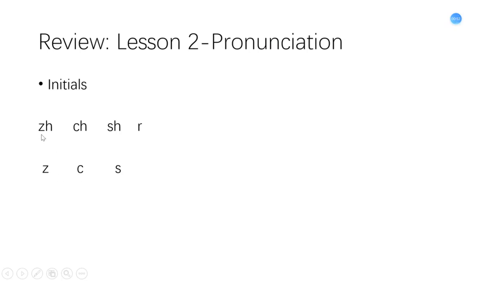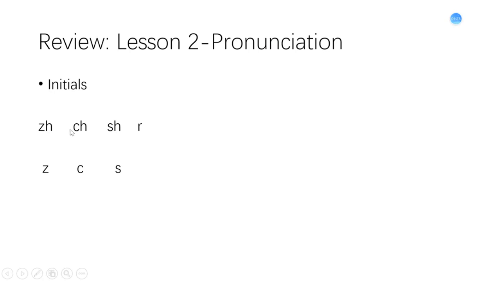In each group there is a minimal pair, like 知 and 吃, 资 and 雌. The difference between 知 and 吃, 资 and 雌, is that the second one, 吃 and 雌, they are aspirated. As I said in the last class, you can feel your breath, or we say air, coming out through your mouth, so they are aspirated initials. 知 and 资 are not aspirated. There is no strong breath or air coming out through our mouth when we read these initials. So you can feel it by yourself.